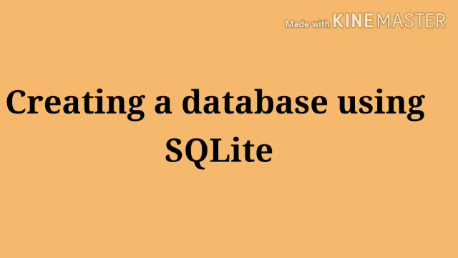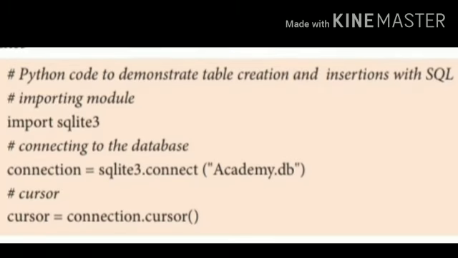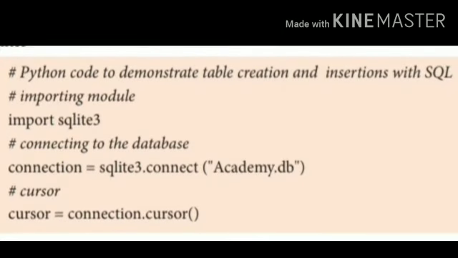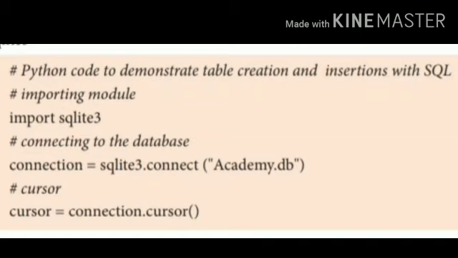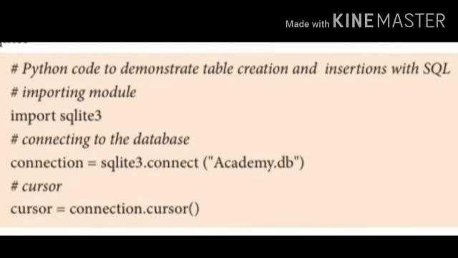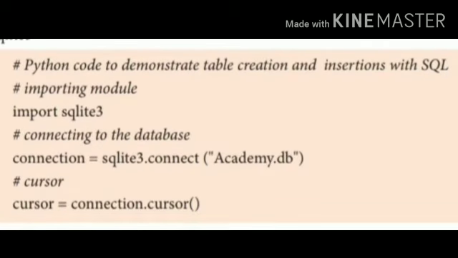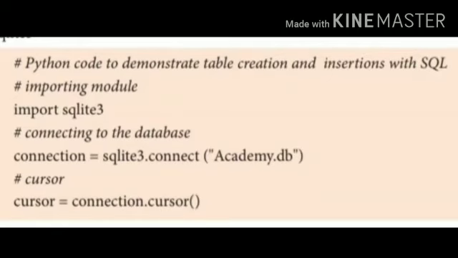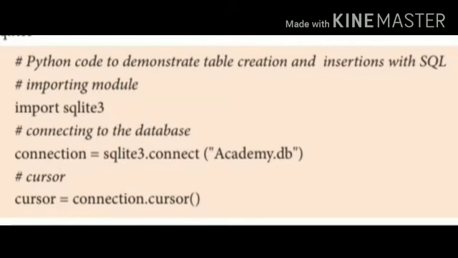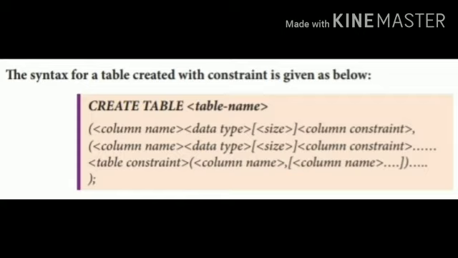The next concept is creating a database using SQLite. First we import sqlite3 and then connect to the database, that is connection = sqlite3.connect(), within parentheses we give the database name, for example academy.db, and then cursor = connection.cursor(). These commands in SQL are more or less the same in both relational database management systems, SQL and SQLite.